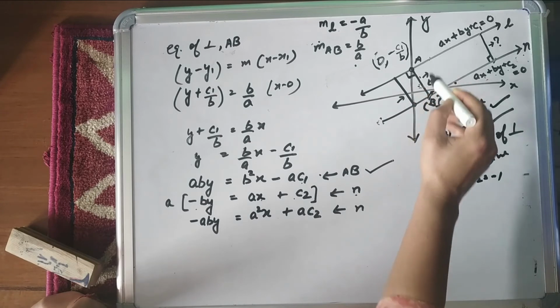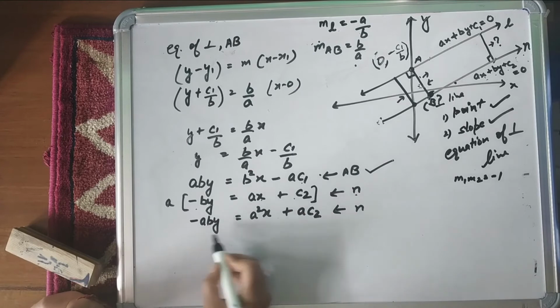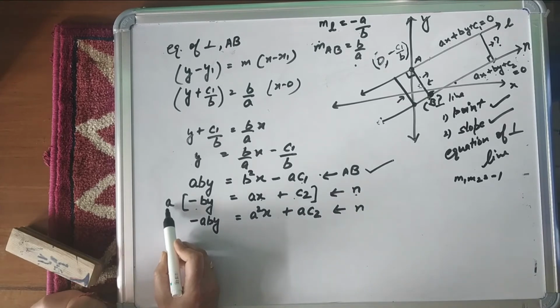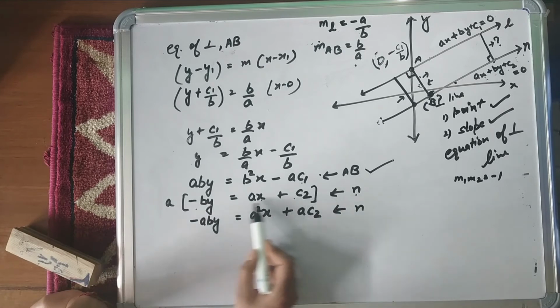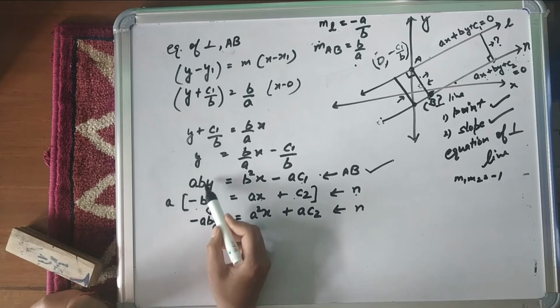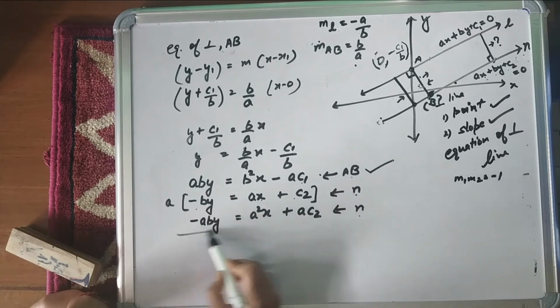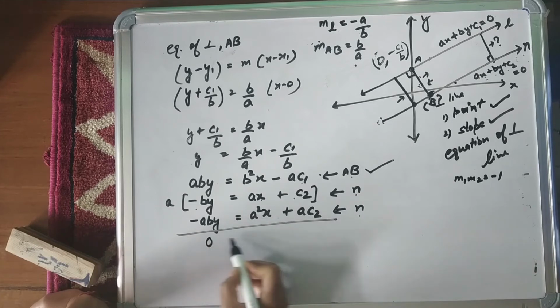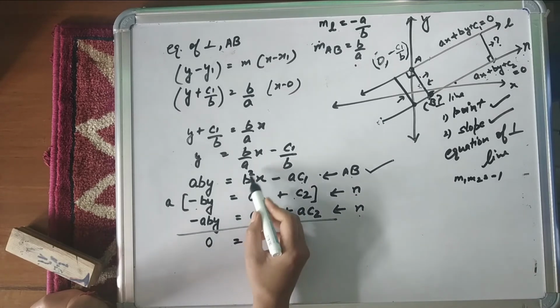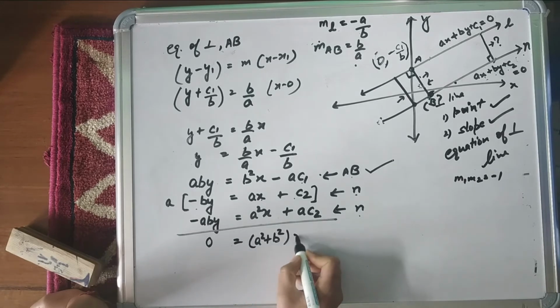I have the coordinates for this, and I am finding out the coordinates of this. So for elimination, I need to make the coefficients the same. So I'm multiplying the equation of line N by a, and I'm left with this. Now I'll add these two equations, the equation of AB and the equation of N. So here it will become 0, and this is actually b square times x plus a square times x.